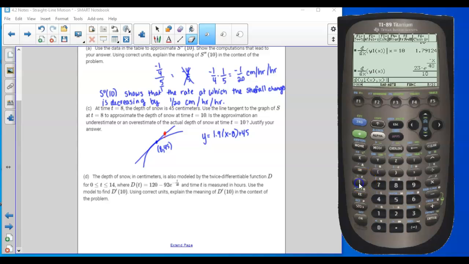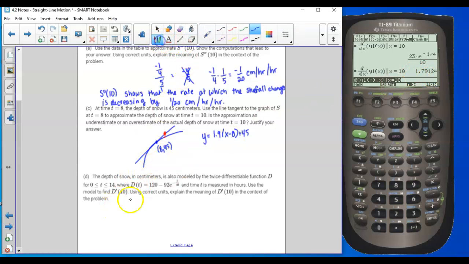So you'll do such that x equals 10 here. Whenever you do that, you get 23e to the negative 1/4 over 10. You can write that down, and they'll take it as an answer. But I suggest hitting the green button and then enter so that you get a decimal, because it's easier to write down without making any mistakes. So all you have to write down for this is D prime of 10 is approximately 1.791.